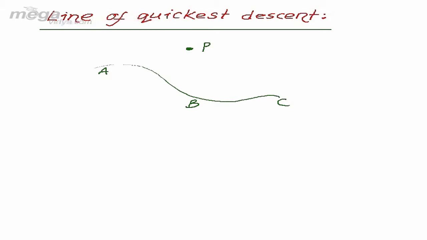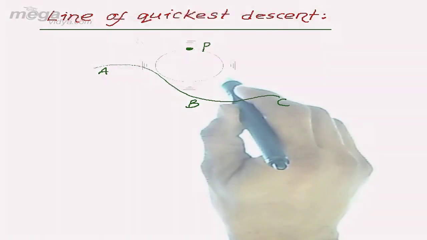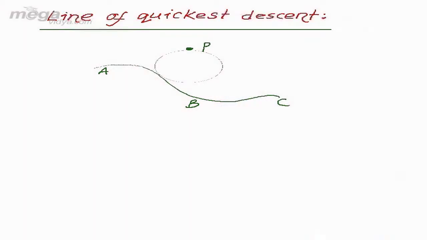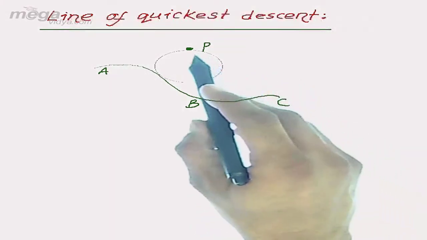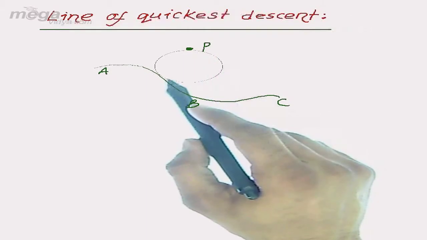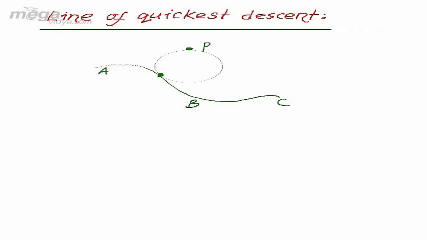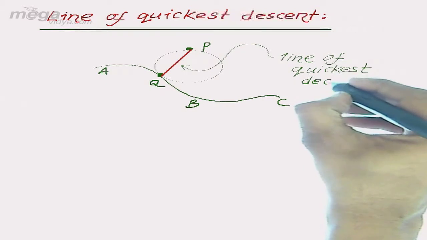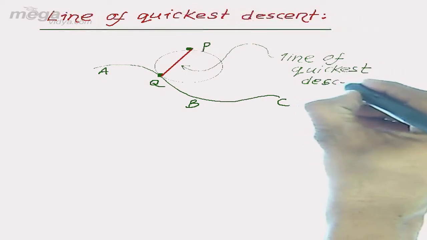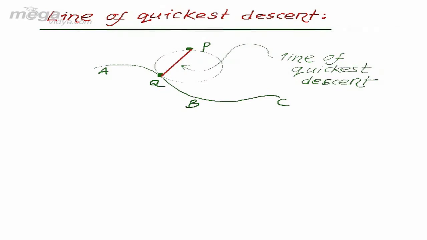For it, what we do, we just draw a circle about the point. To find it, draw a circle with point P at its highest point and touching the curve tangentially at point Q, which is here. The line PQ is the line of quickest descent. How did we say that this line is the line of quickest descent?